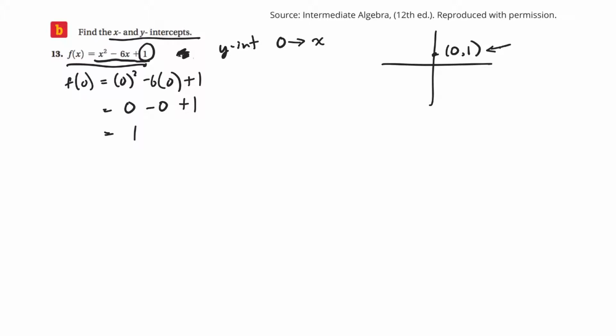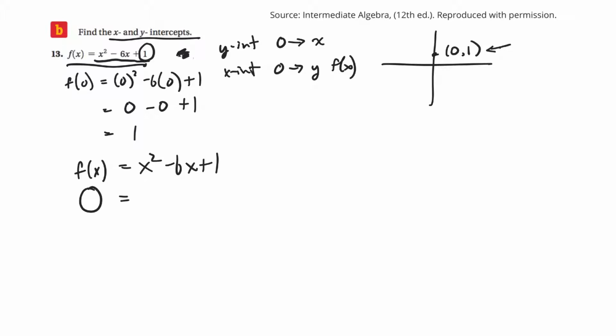Okay, x-intercepts. To get x-intercepts, I plug in a 0 for y, or a 0 for f of x. So my function is f of x equals x squared minus 6x plus 1. So I put a 0 here. I'm not putting a 0 in for x, I'm putting 0 for that whole thing. Equals x squared minus 6x plus 1.